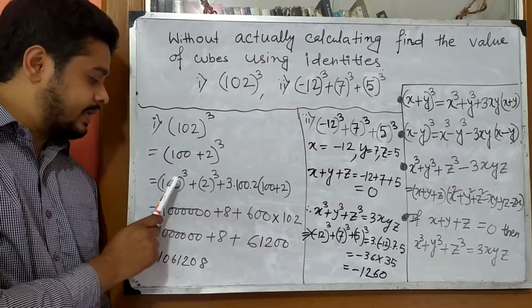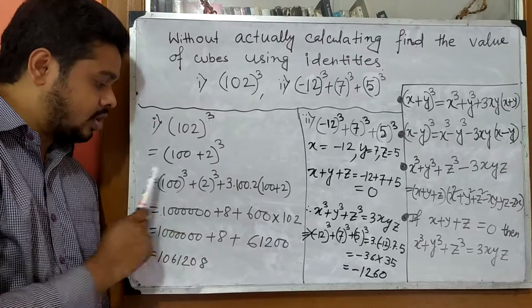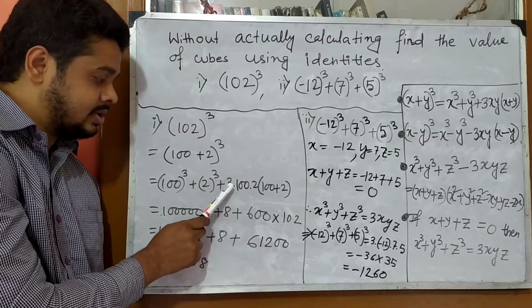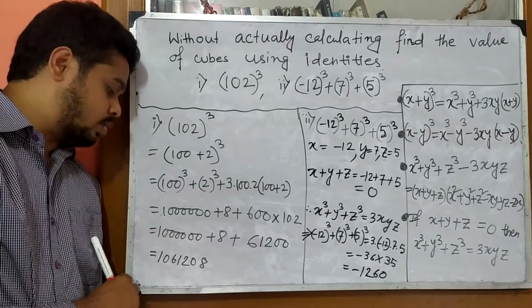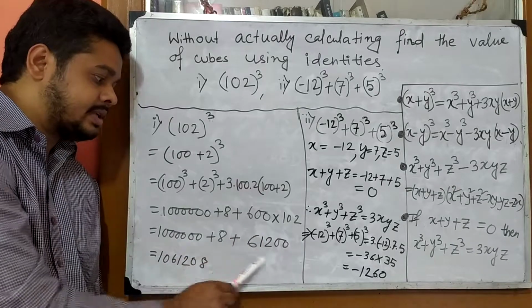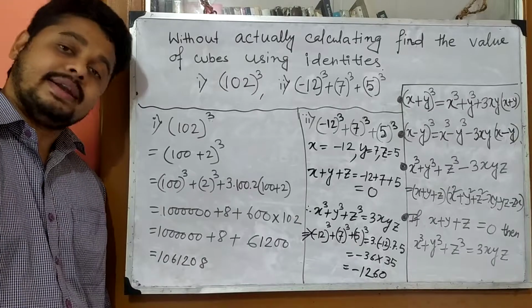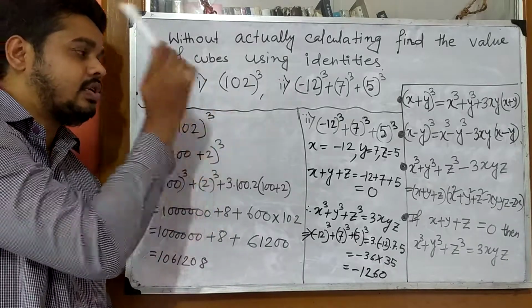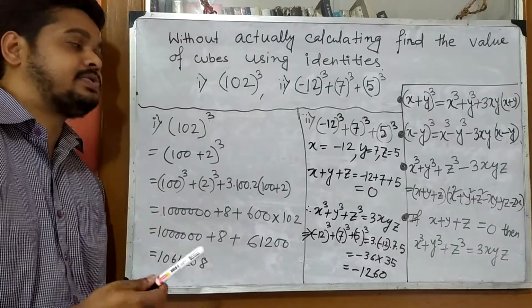Now clearly we can see that 100 cube equals 1,000,000, 2 cube is 8, 3 into 100 square into 2 is 60,000, and 3 into 100 into 2 square is 1,200. After adding we can get the result. That is the solution of the first problem using the identity of cubes.